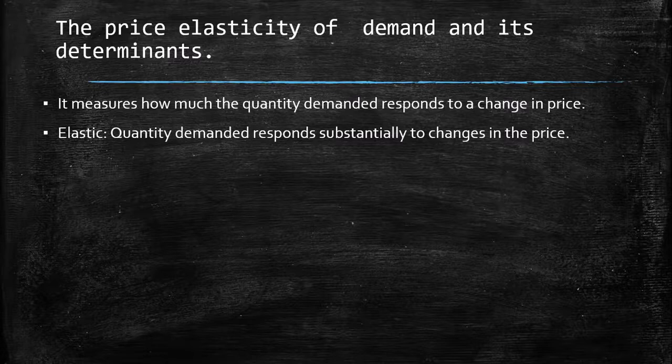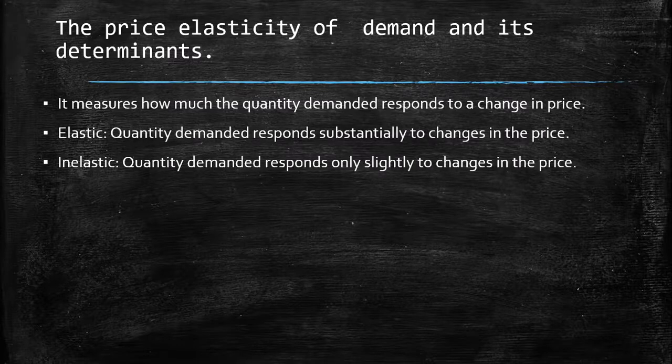When we classify something as elastic, it means that the quantity demanded responds substantially to changes in the price. So think about a little change in price, a big change in quantities. This is elastic. Inelastic: quantity demanded responds only slightly to changes in the price. It means there are changes in the price, but only a small change in the demand.